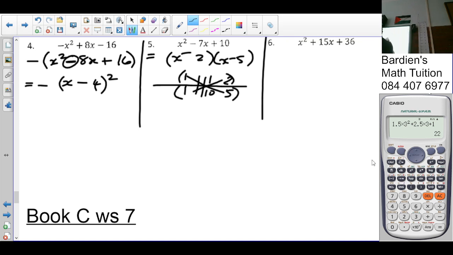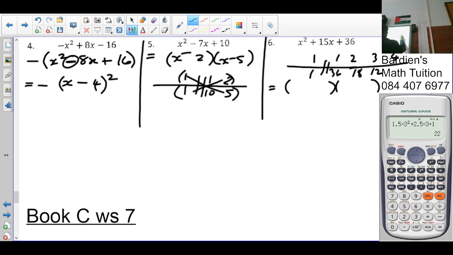So, what do we do? Product line. What goes on the line? 1 and 36. 2 and 18. 3 and 12. 4 and 9. 6 and 6. We add or subtract the products? We add: 3 and 12. What's 12 plus 3? 15. And that's what I want. So in the bracket goes x and a 3, and x and a 12. What about our signs? Same. So both are going to be the sign of the middle term, which is positive.